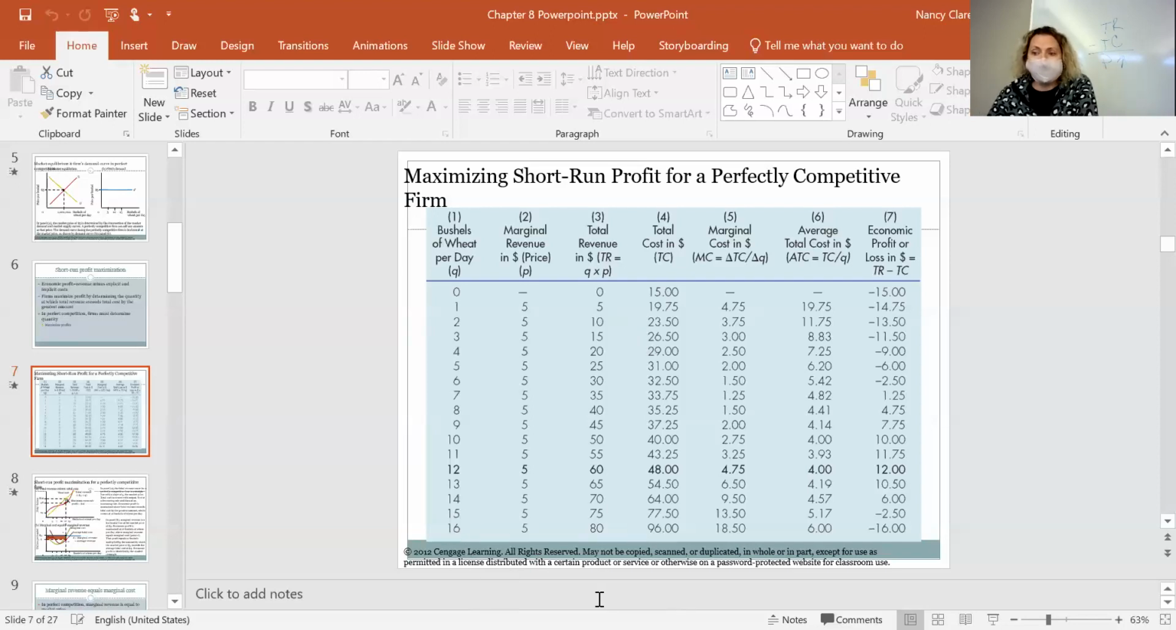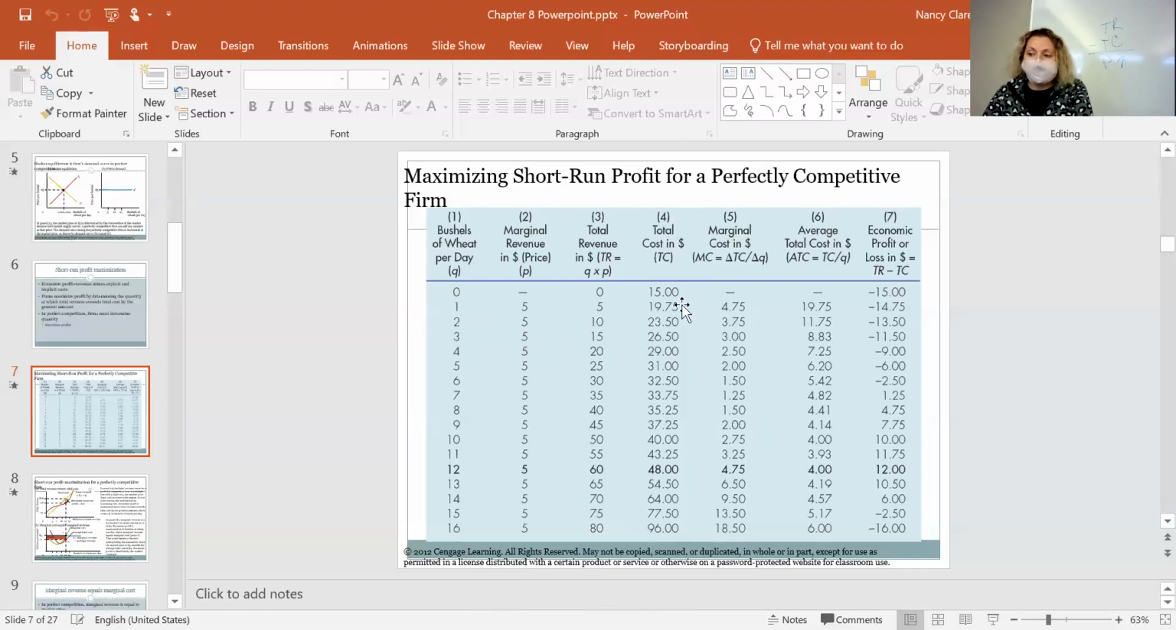Total revenue is just how many you are selling and what price you are selling them at, multiplying the two together. What's the total you're bringing in? So you can see 1 times 5 gives you 5, 2 times 5 gives you 10, 3 times 5 gives you 15, and so on and so forth. What's the total in the cash register at the end of the day, once you've collected all of that revenue?